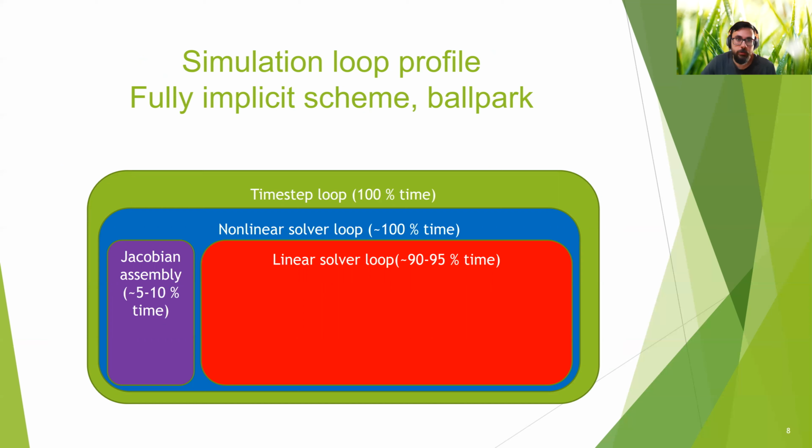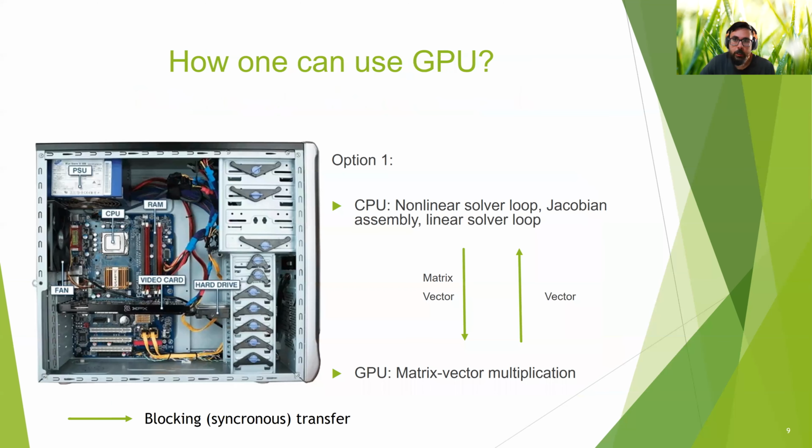Now, in order to approach how we can actually use GPU, let's take a look at the simulation from a very distant perspective. Basically, it's 3 loops, and each iteration of the non-linear solver loop includes Jacobian assembly, which takes 5 to 10% of time, and the linear solver loop, which takes almost all the other time. Basically, these 2 operations take the entire simulation time for a fully implicit scheme.